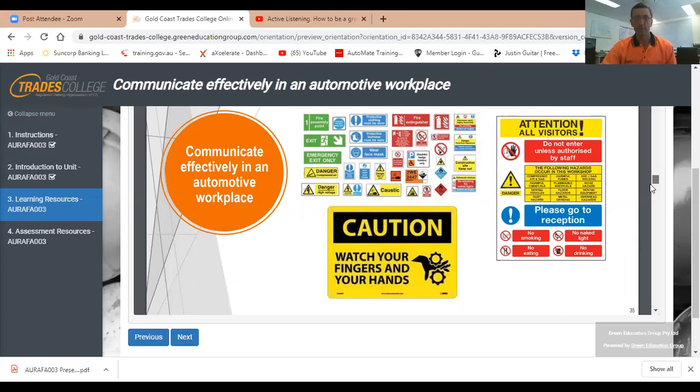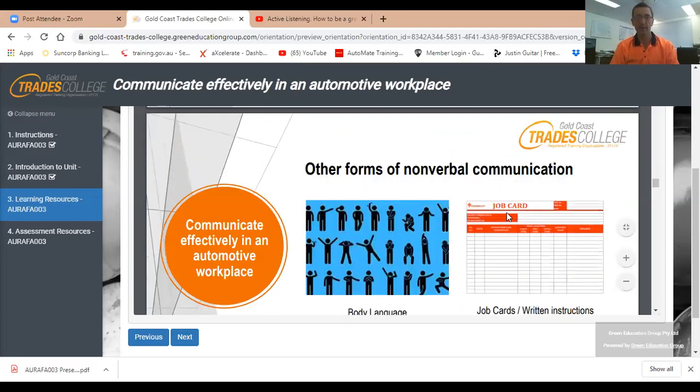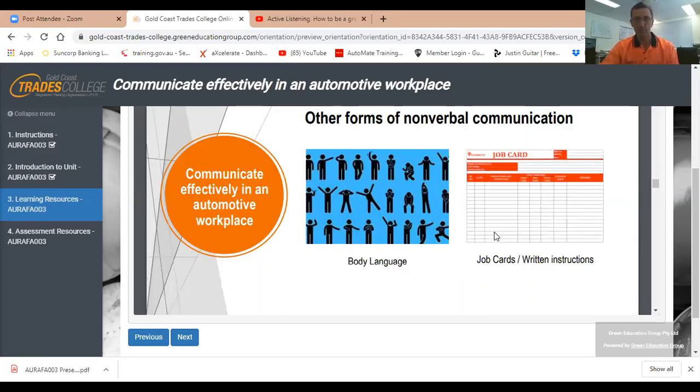On to the next one, other forms of non-verbal communication. Now, this will be one of the questions in your assessment as well. We've got body language. Now, I think we've all seen different facial expressions. We've got a little blue diagram there with somebody doing all sorts of different non-verbal body language type communications. Also, job cards and written instructions in a workplace. They're also non-verbal communication. Someone can give you a job card, you can read that job card, and know exactly what it is that you have to do without any actual verbal communication at all.